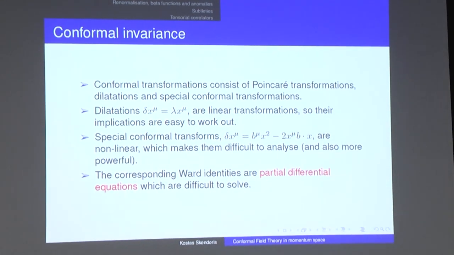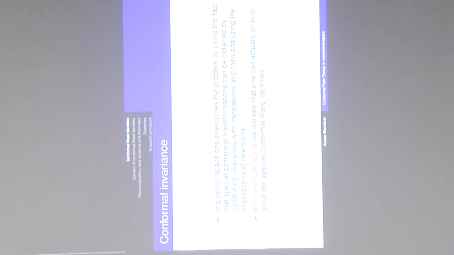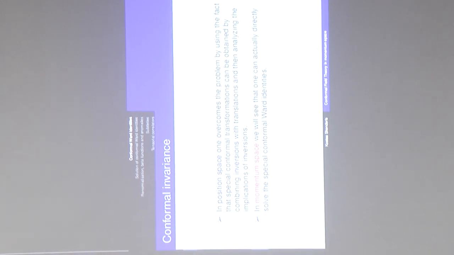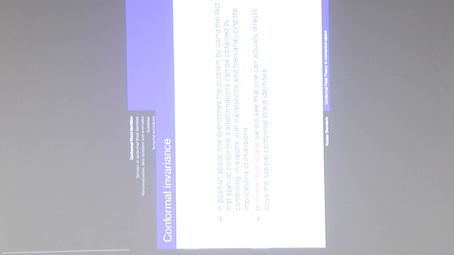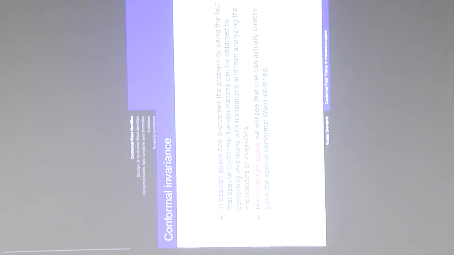So how did people like Polyakov make all of this great progress through the years? The way they dealt with this problem in the 70s: they knew that special conformal transformations can be obtained by a combination of inversions and translations. So instead of solving the Ward identity of special conformal transformations, they classified combinations which are inversion invariant, and then combined them with the other two, and that's how they got the solution. Here, what we're going to do instead is solve the actual equations directly. Still, one of the things which would be nice to do is to understand how to do the inversion also in momentum space.